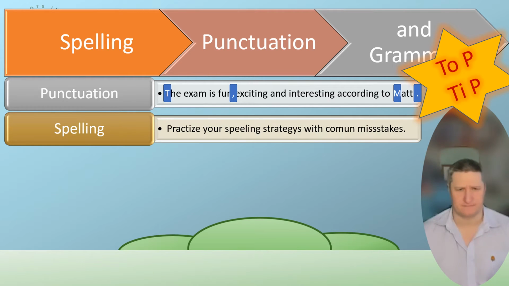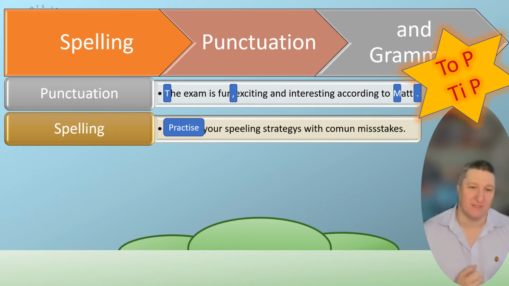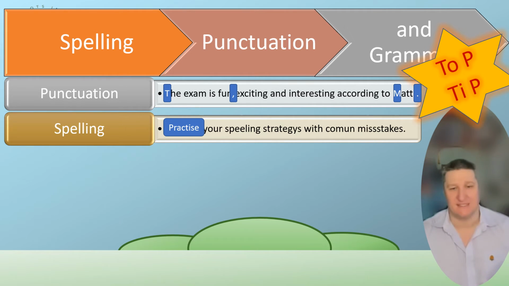For example, in this sentence, practice your spelling strategies with common mistakes. Practice, of course, is with an S. S for a verb, C for an adjective, C for a noun. If it ends in ice, it's a noun. If it ends in ise, it's a verb. But in British English, we don't spell ise with a Z like our American cousins do. So it's never Z.